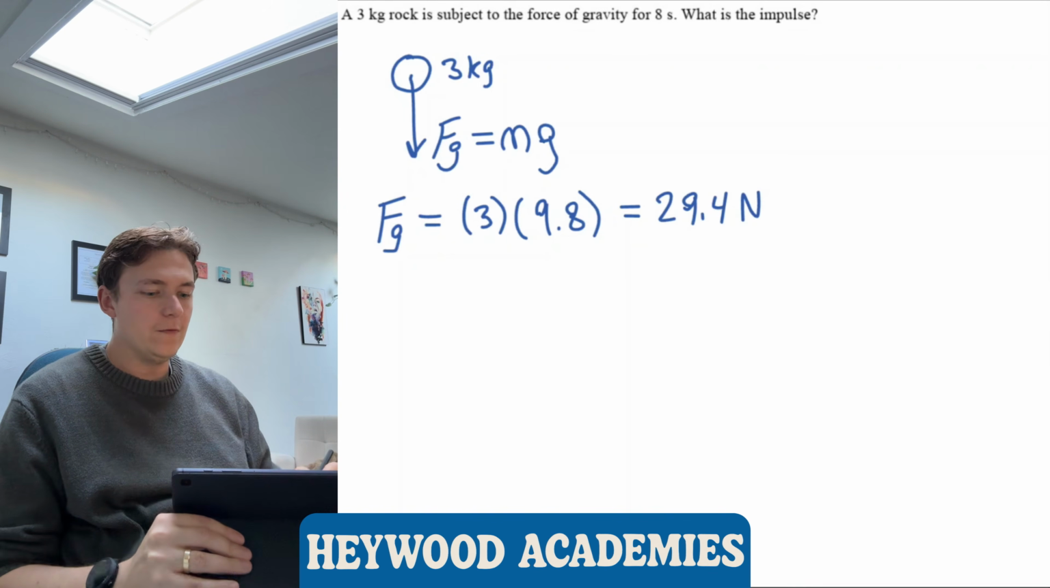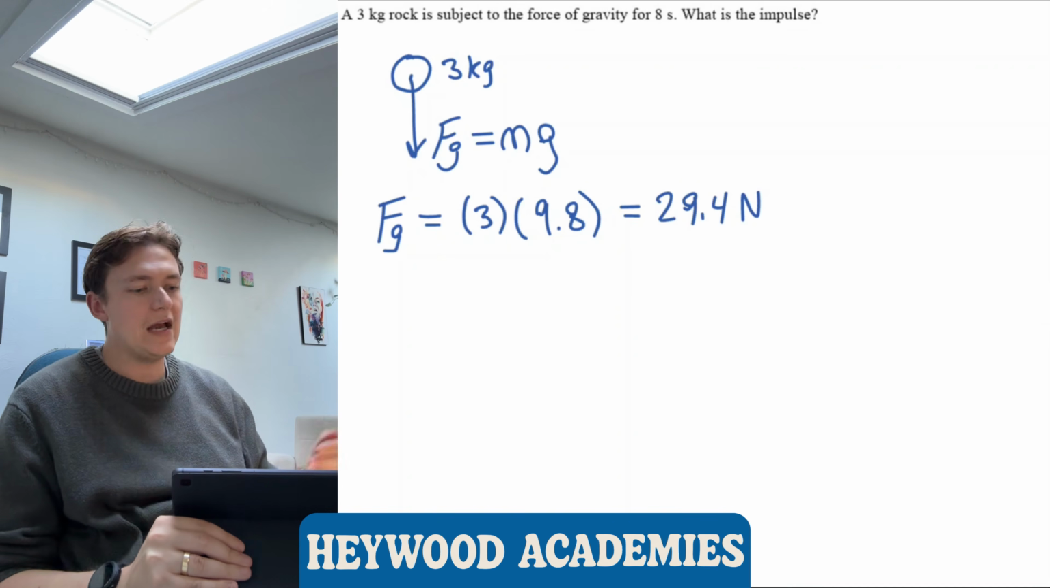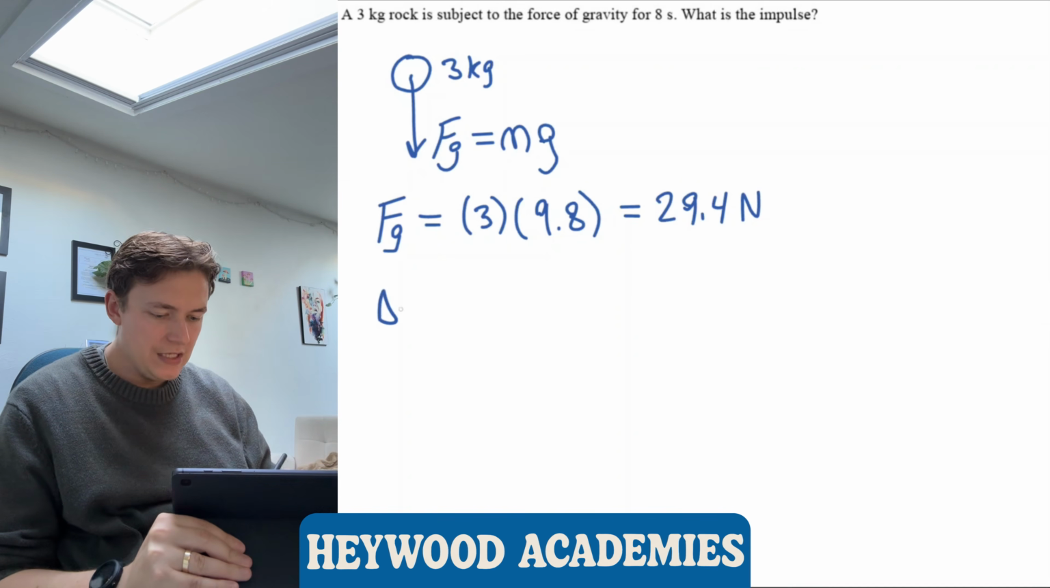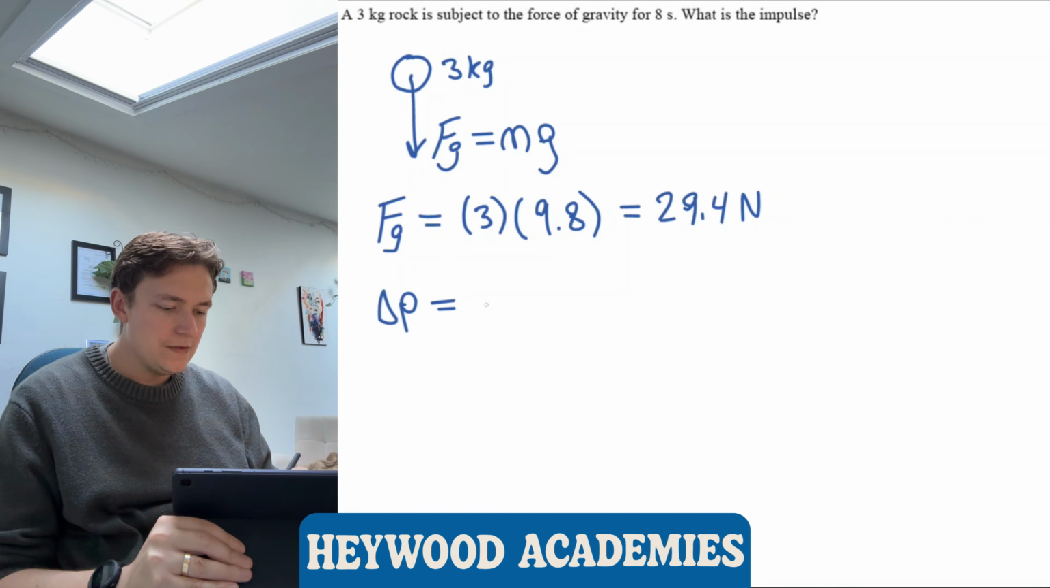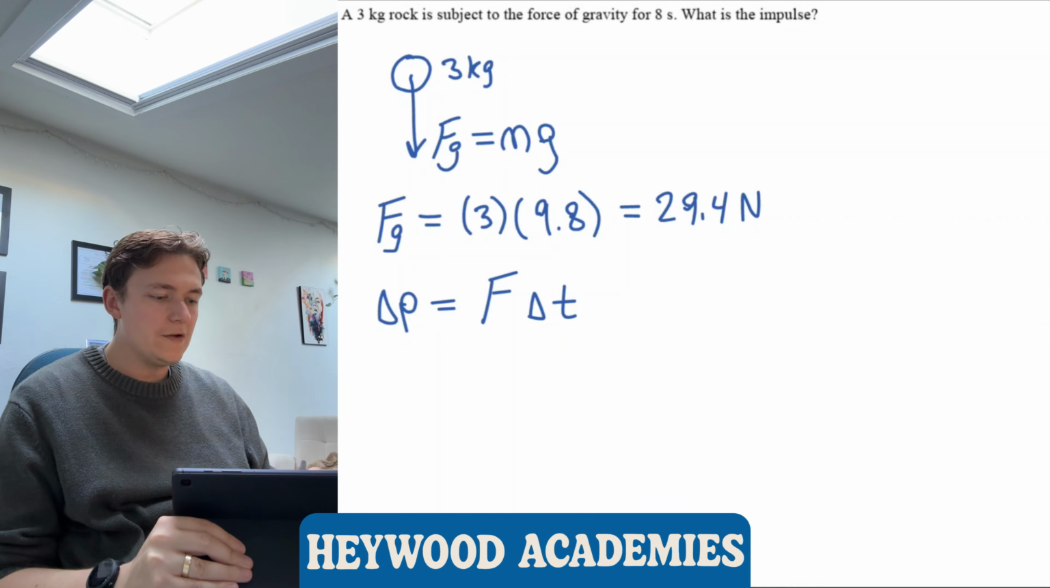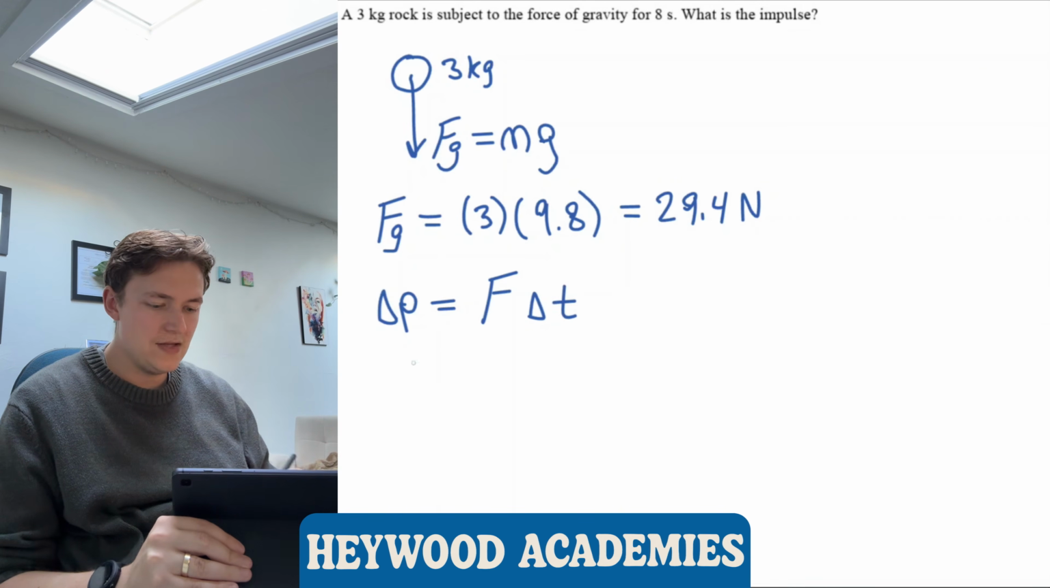Now that we've solved for the value of the force, we can go back to our impulse equation and say that impulse is change in momentum, which is force times change in time. Now we know the force is 29.4 newtons. We know the seconds, 8 seconds, so we can just go ahead and plug both of those in here.